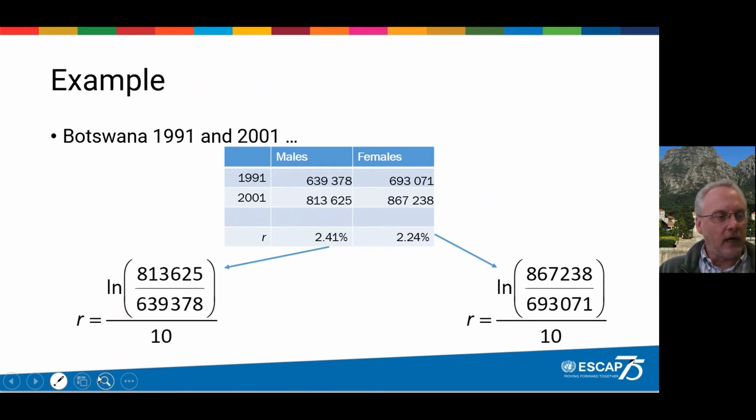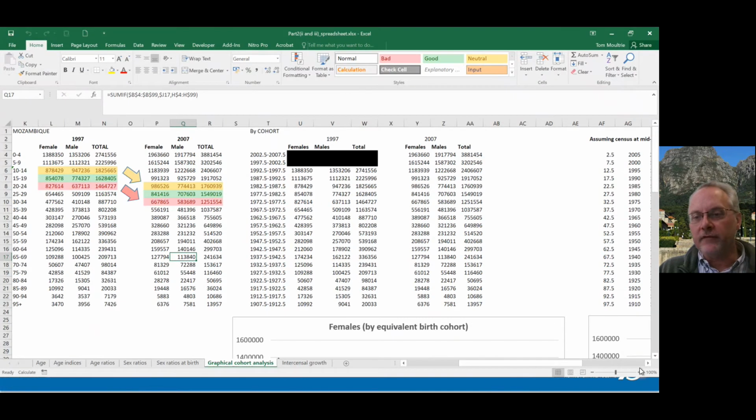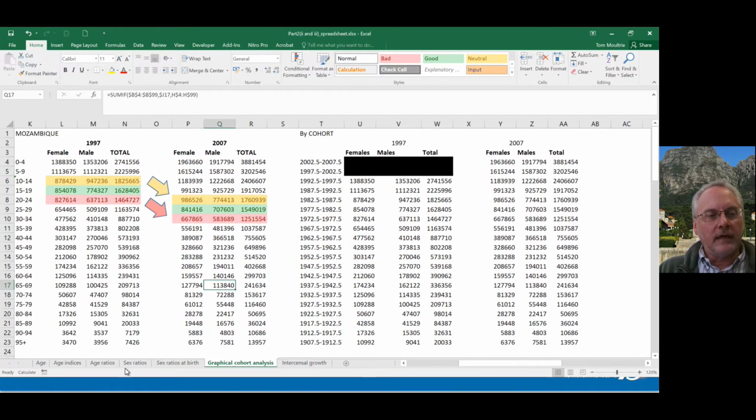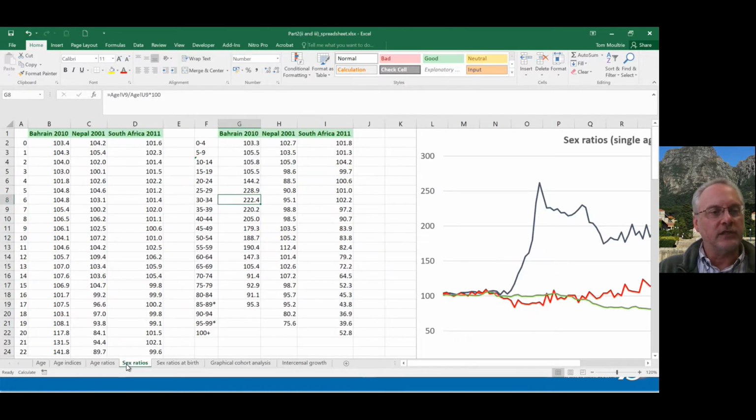I'm going to switch now to present the calculation of the sex ratios on the Excel spreadsheet from the three countries, Bahrain, Nepal, and South Africa. And you will be able to investigate how these sex ratios are calculated.